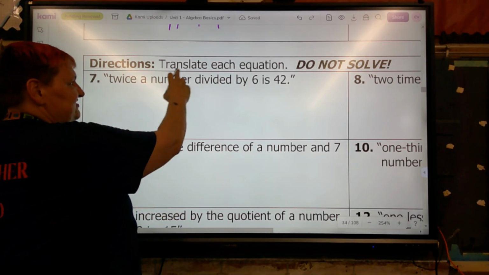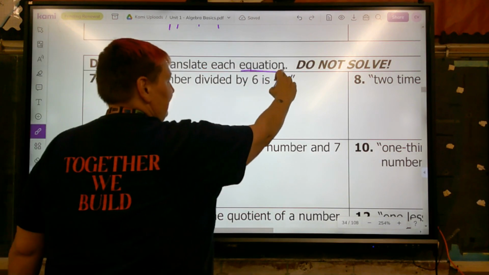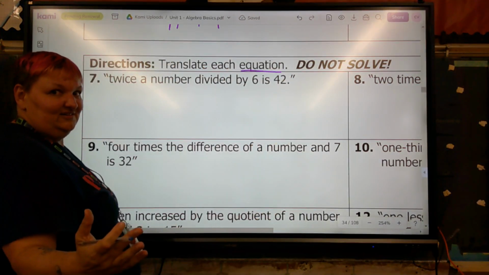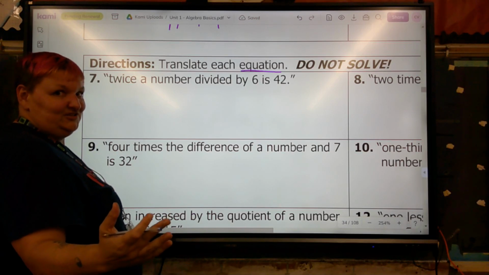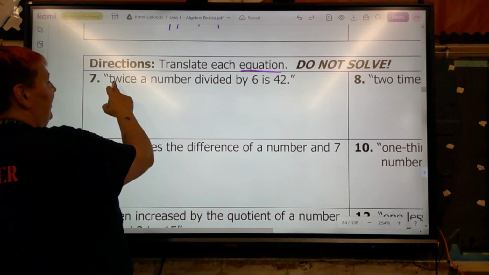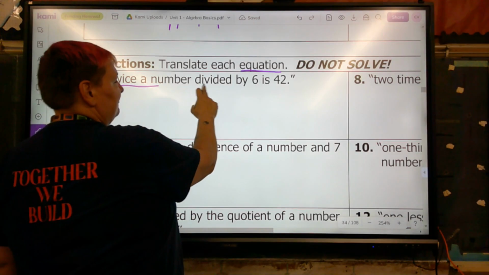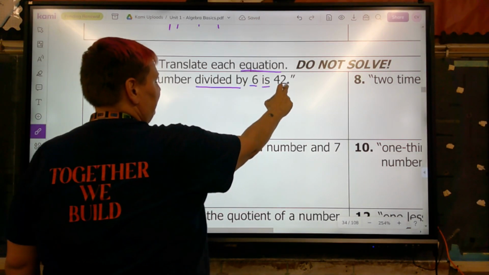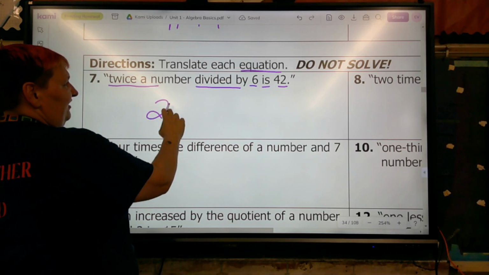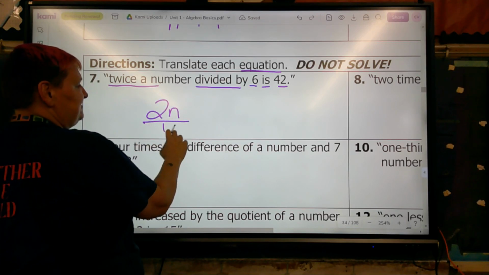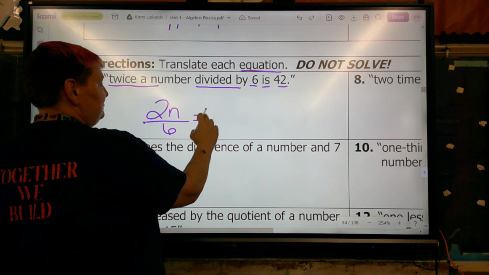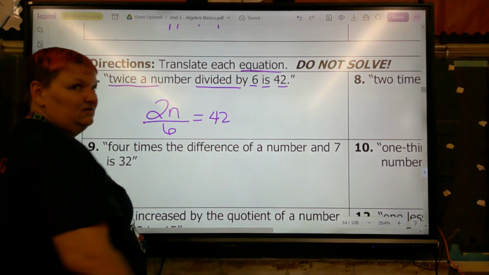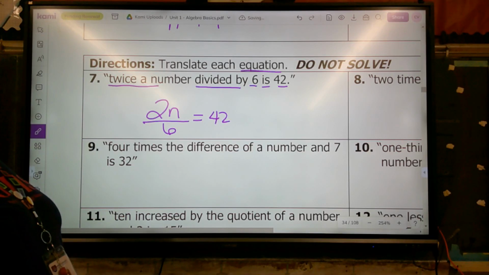All right? Translate each equation. That means it's going to have an equal sign. The clue is in the directions. Twice a number divided by 6 is 42. Twice a number divided by 6 is 42. Bam! Translated.